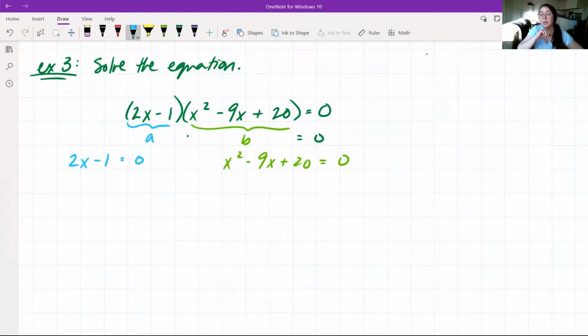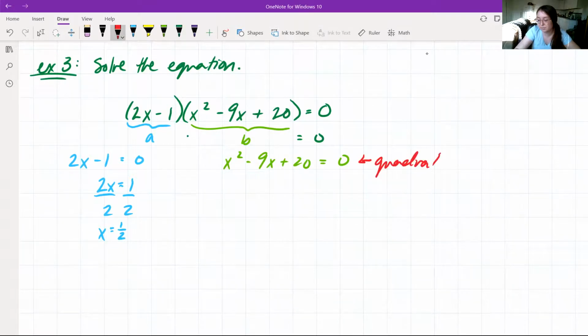Let's go ahead and solve for a. It's fairly straightforward. We add 1 to both sides. We get 2x is equal to 1. We divide by 2, and we get x is equal to 1/2. So 1/2 is one of our solutions. But now we have x squared minus 9x plus 20 is equal to 0. Well, this is a quadratic equation. So we need to do all the same steps in solving a quadratic equation with the zero factor property.